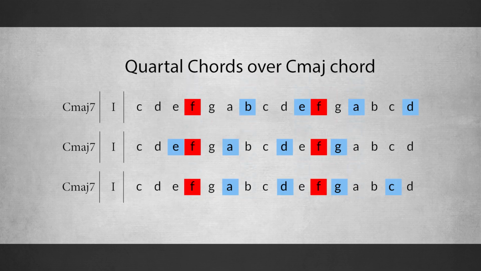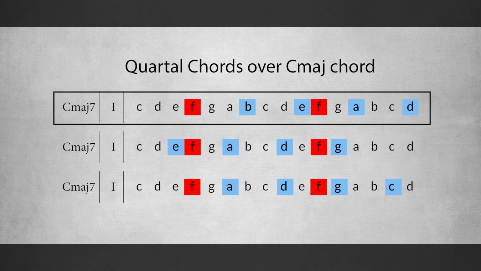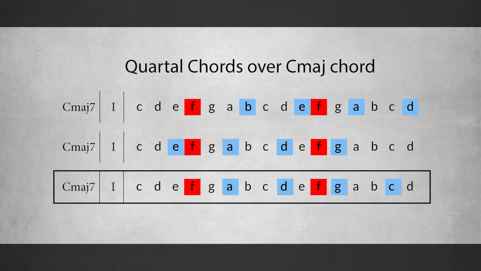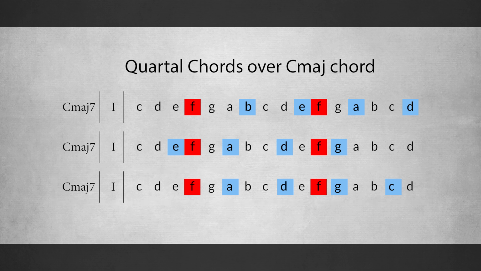So 4-note quartal chords that are suited for a C major chord, and extensions of course of this chord, are B, E, A, D, and E, A, D, G, and A, D, G, and C. Those chords do not contain the avoid note.